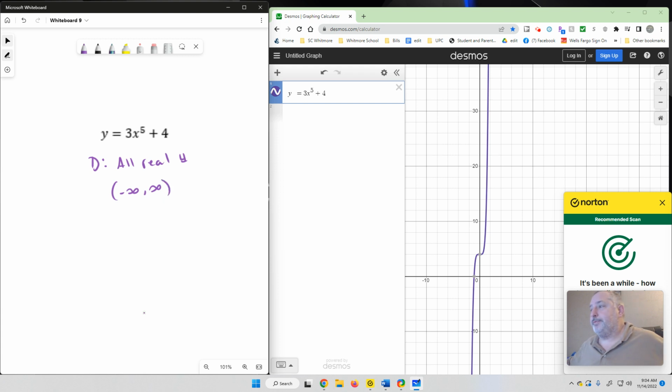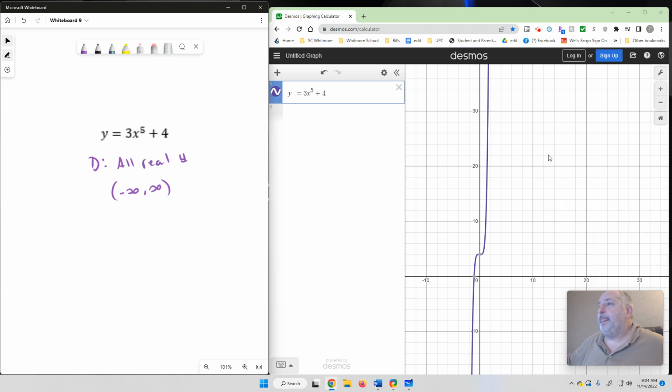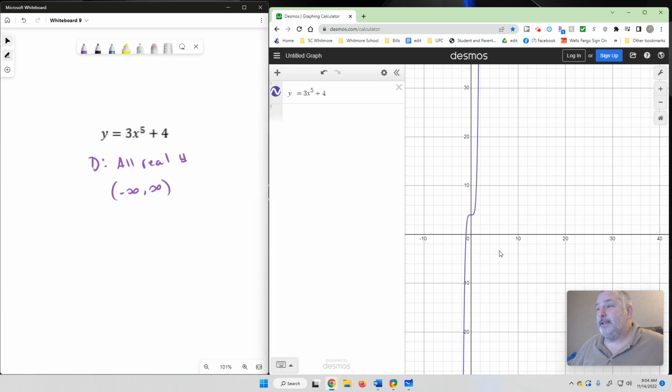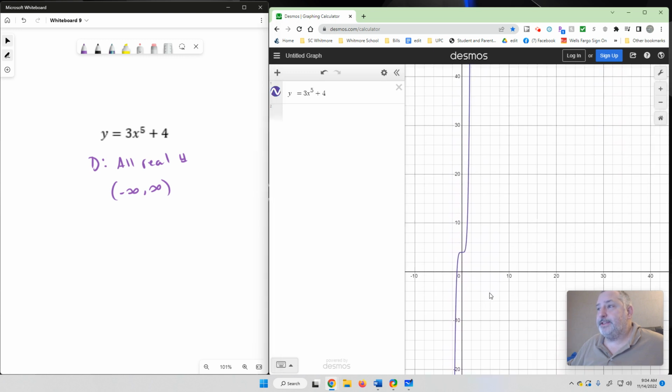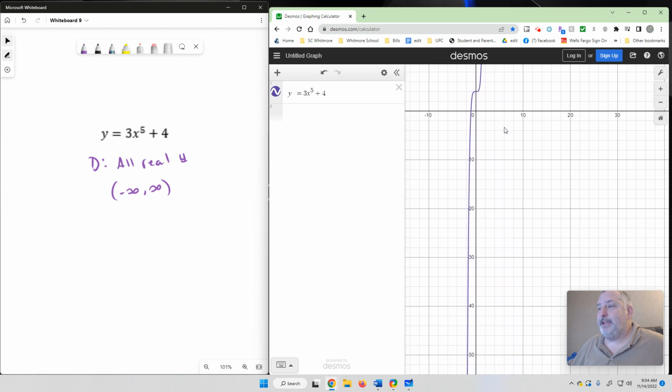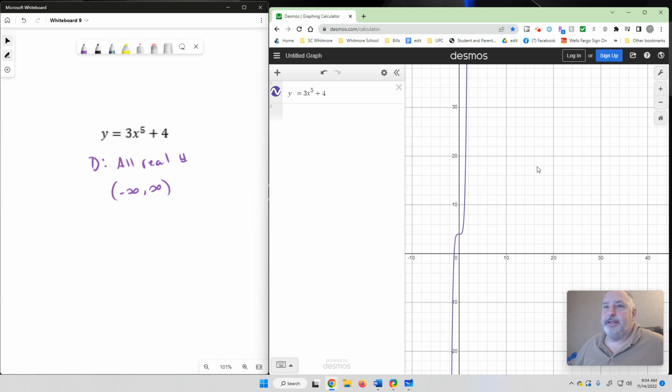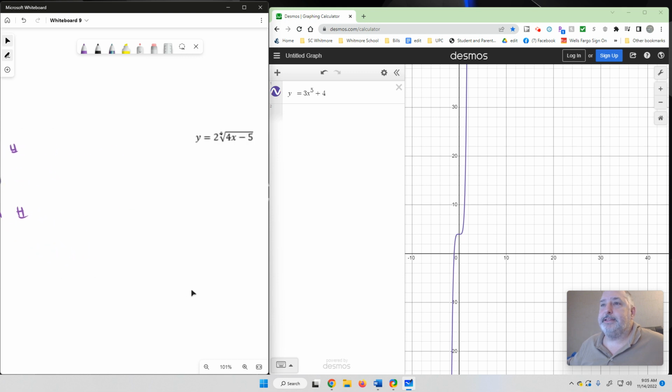Now, what about the range? So let's take a look at this. If I look at my curve again, are there any limits to the y this time? Well, I don't see any place where it doesn't keep going continuously in either direction. So guess what? The range is also all real numbers. And so again, that's negative infinity to infinity. Okay, so real simple. And let's look at one final example.